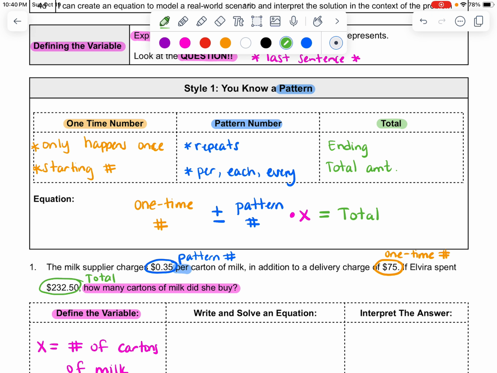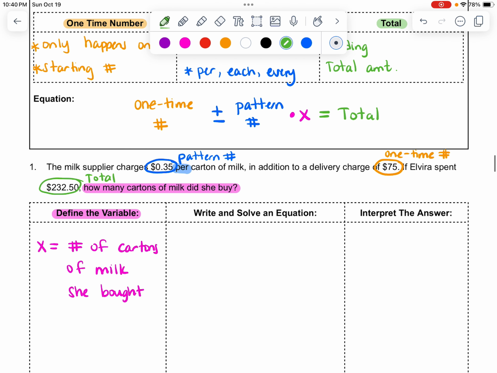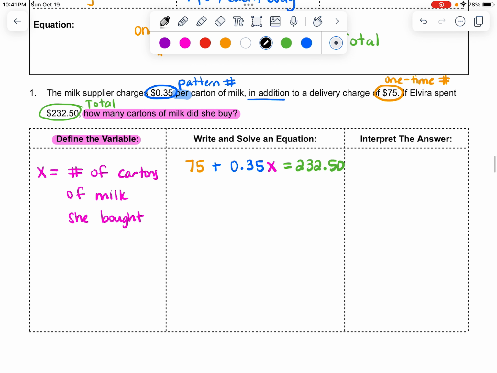Now that I identified those three numbers, I'm going to put them together to make an equation. 75 plus, I'm also going to pay, it says in addition to, 0.35, X, because X goes next to the pattern number, and then equals my total, 232.50. Once I have that equation written, I'm just going to solve it, just like I've been practicing.